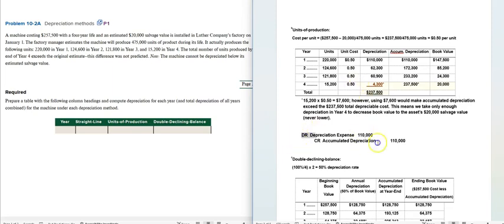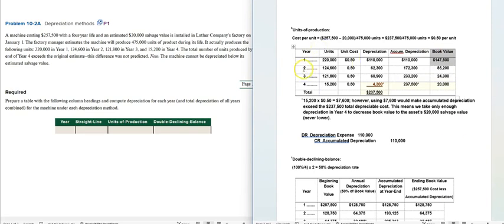When that adjusting entry gets recorded at the end of year one, it will cause the balance of my accumulated depreciation account to go up to 110, causing the book value of my asset to fall. Remember, book value is the difference between the asset's original cost of $257.5 minus its accumulated depreciation balance, leaving me with a book value of $147.5.